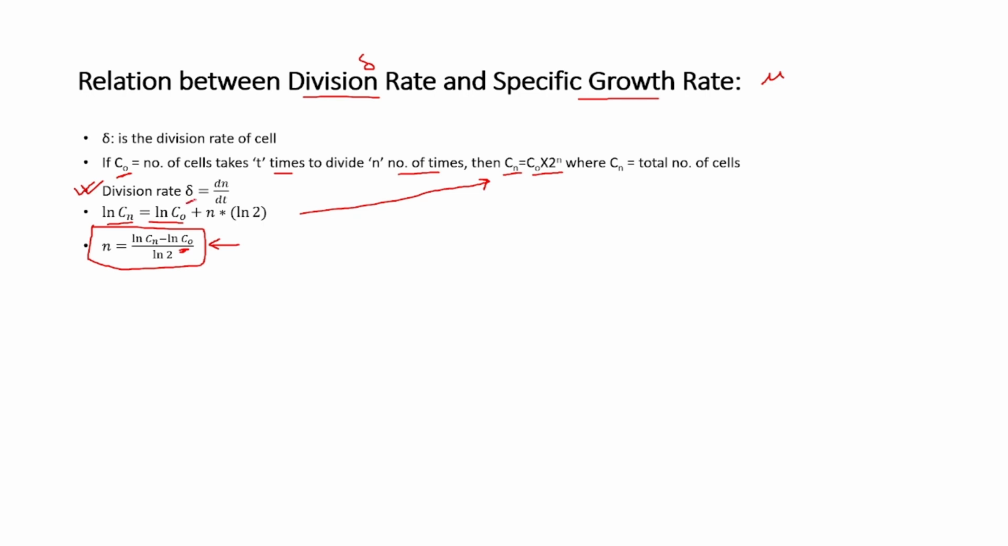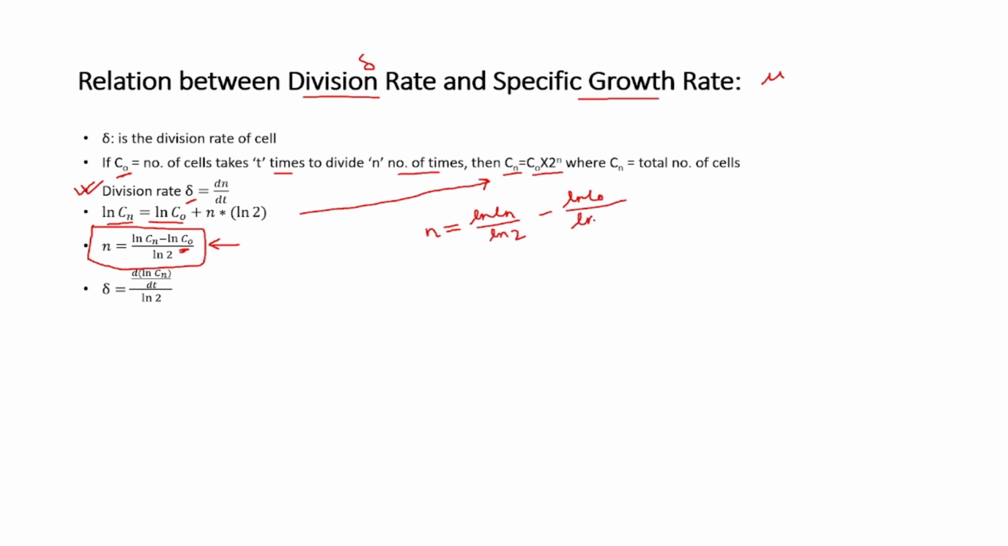So delta is actually d of ln Cn by dt, whole divided by ln 2. Now how did it come? If I write it here, by applying the distributive law, it will be ln Cn by ln 2, minus ln C0 by ln 2.